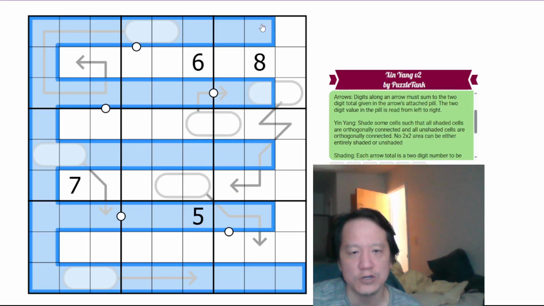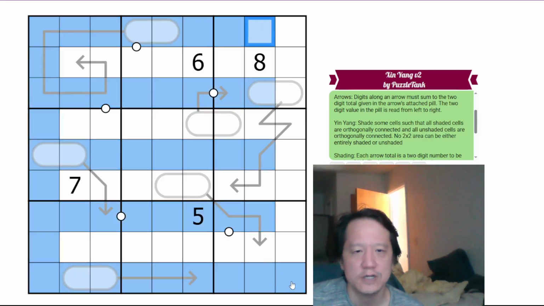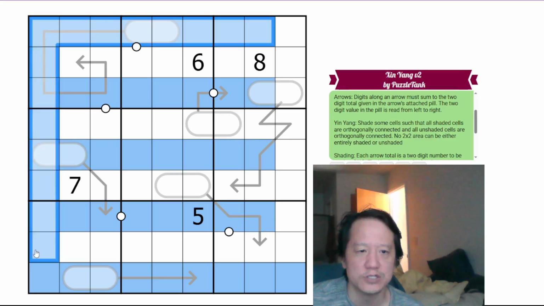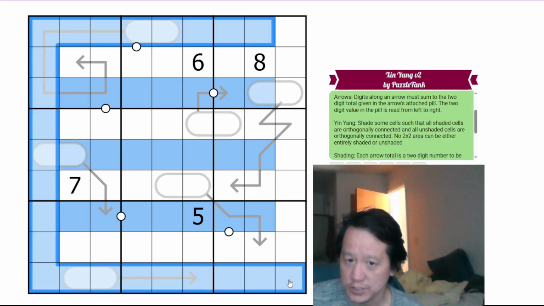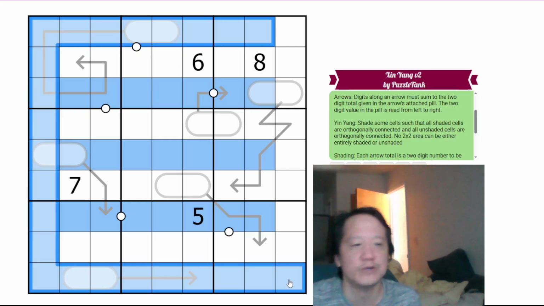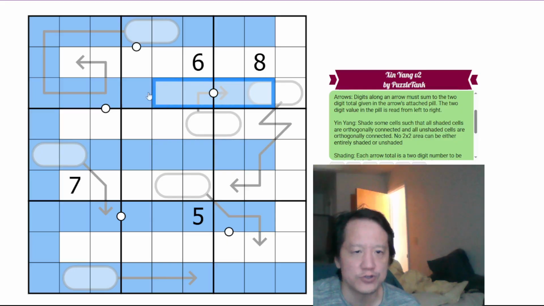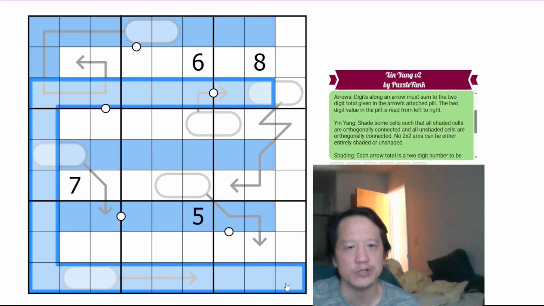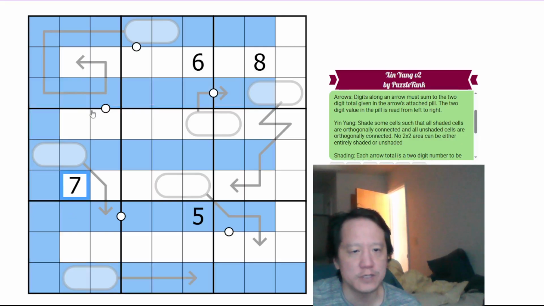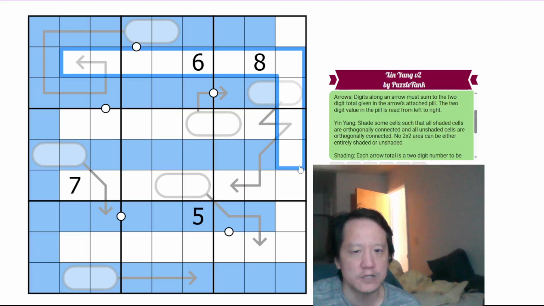What does it mean to be orthogonally connected? It just means you can go from any cell in a region to any other cell in the region just by going through edges, all while staying within the region. So for example, to get from here to here, you can just go along these edges and stay within the shaded region. To get from here to here, you can go along these edges, all while staying within the unshaded region.